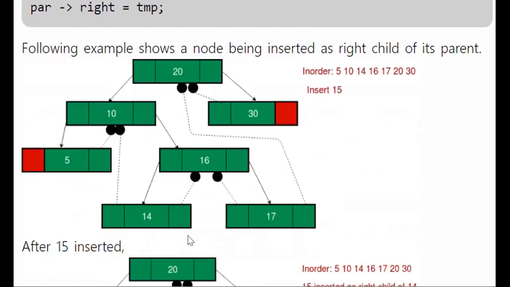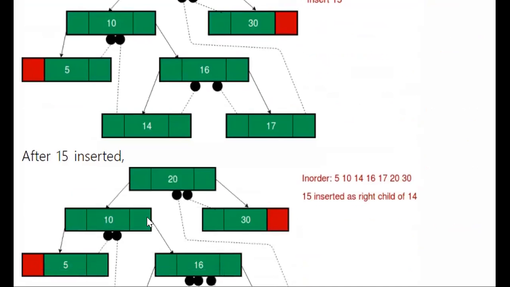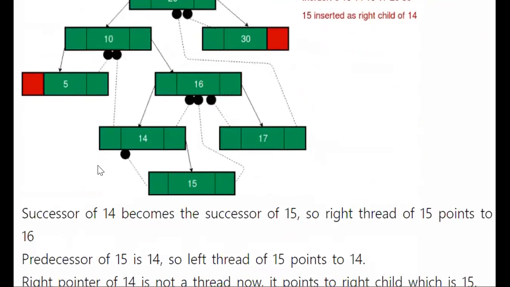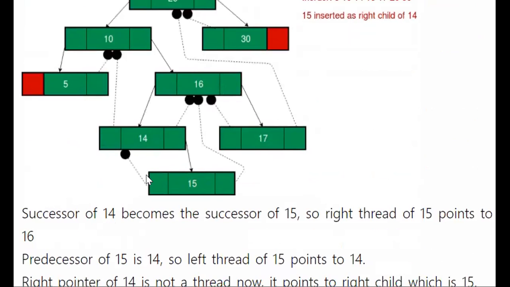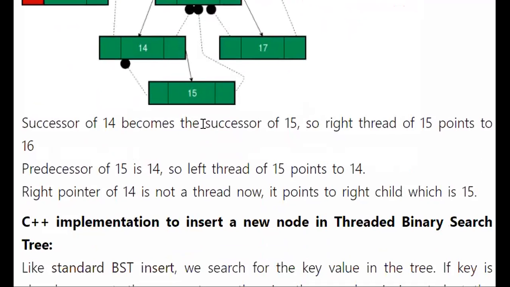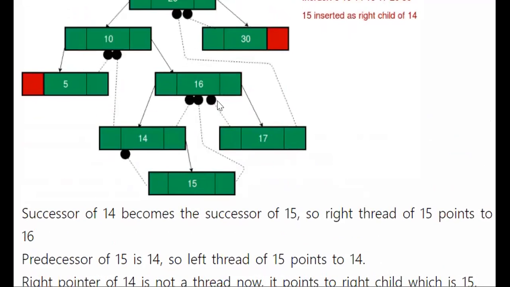So by this example, we have to insert the right child of the parent. After we have inserted the 15, we have to change the links: the leftmost of the 14, which is a successor of 15, then the successor of 15 can be pointed to the right of the 16th node. Okay.